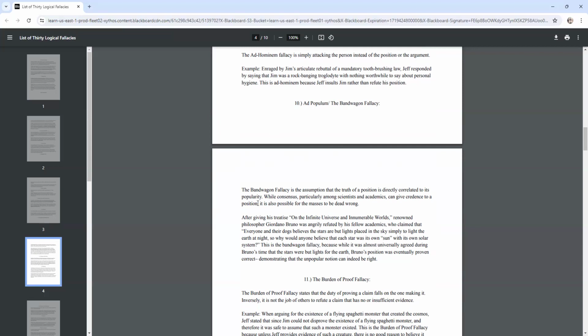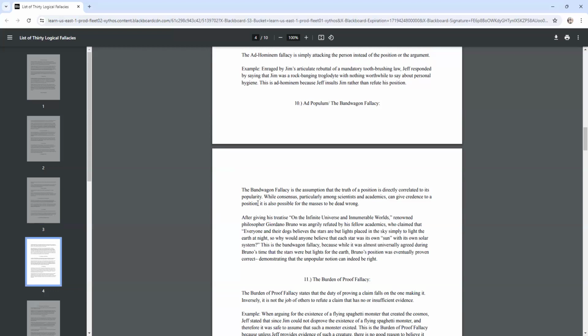Number 10, ad populum, the bandwagon fallacy. All right, so the bandwagon fallacy is, you could probably infer from the name, the assumption that the truth of a position is directly correlated to its popularity. While consensus, particularly among scientists and academics who have a whole process of self-review that's based on facts and evidence, a clear-cut process, while that can give credence to a position, it's also possible for the masses to be dead wrong. It's possible for science and scientific consensus to be wrong, but it's especially possible for the masses to be wrong in the absence of that process.